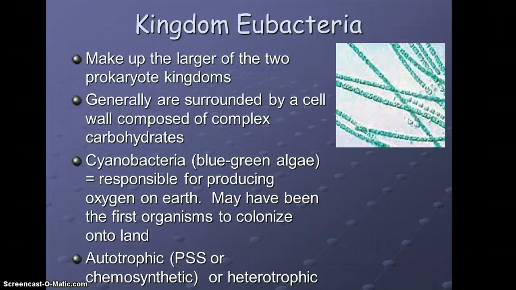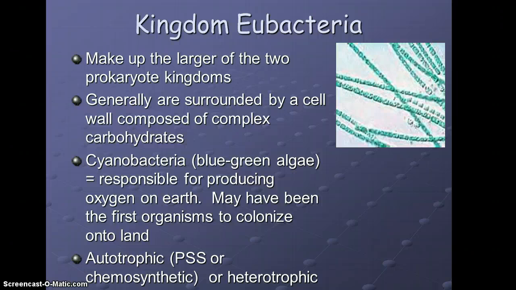The kingdom Eubacteria makes up the larger of the two prokaryote kingdoms, and they generally are surrounded by a cell wall composed of complex carbohydrates. Cyanobacteria is one example of a eubacteria, and this bacteria is responsible for producing oxygen on the Earth. They think these started to come about. Oxygen was a waste product, and that's how the oxygen got into our atmosphere. They may have also been one of the first organisms to colonize onto land. They don't necessarily live directly in the water.